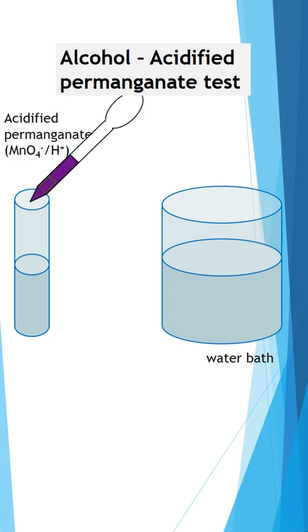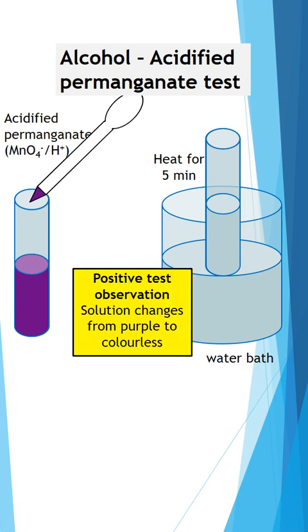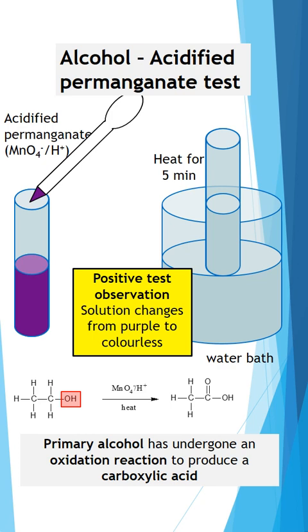Now we can either do that by having the permanganate acidified initially, or by adding some permanganate and then a little bit of acid. And then we take that sample and place it into a hot water bath, usually about 60 to 70 degrees Celsius. We heat for 5 minutes, and if it goes colorless, that means an alcohol was present. So this is a positive test for an alcohol. It goes from purple to colorless. What's happened is the alcohol group has been turned into a carboxylic acid group.